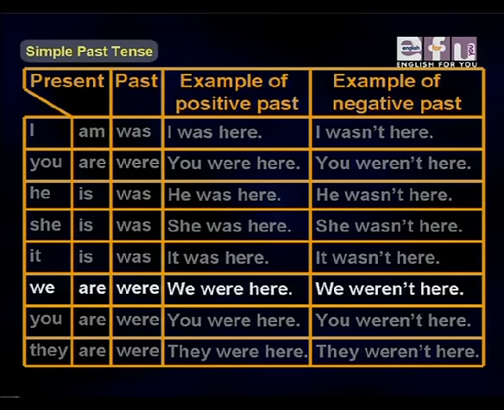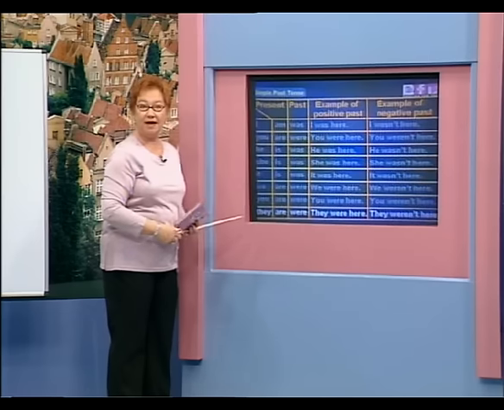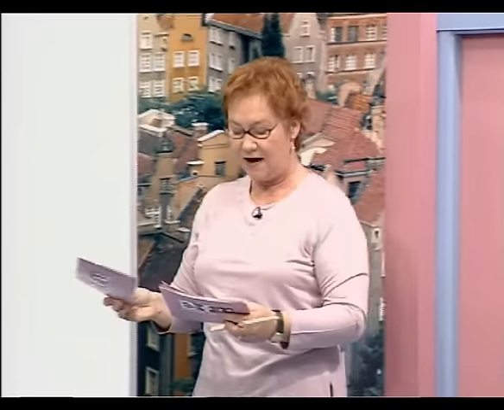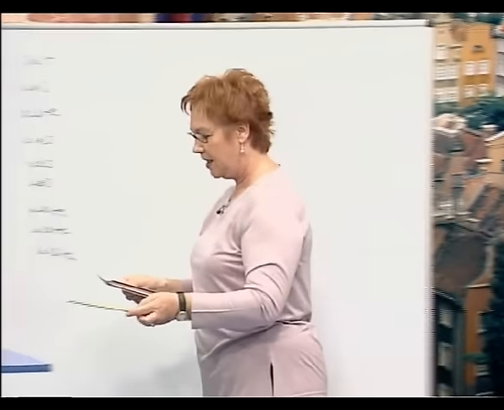We are, we were. We were here, we weren't here. You are, you were here, you weren't here. And they are, they were here, they weren't here. Okay? So here's an example of how it looks in a chart.